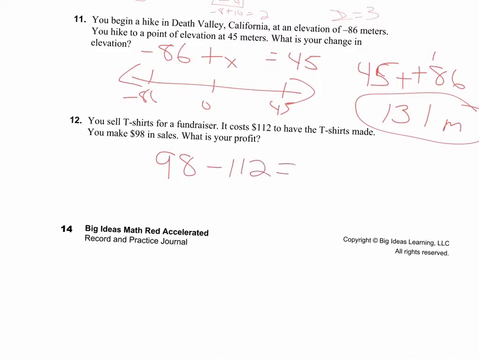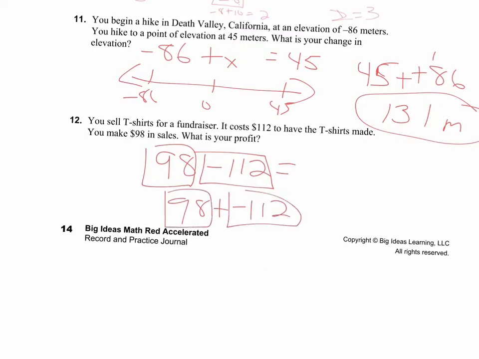What is my profit? All right, so we have positive 98, negative 112. So we have 98 plus a negative 112. Opposite signs, we go ahead and subtract. So 112 minus 98, which is 14. And 112 is bigger, so I have a negative $14 in profit. So that's really not good. That means I lost money selling t-shirts.